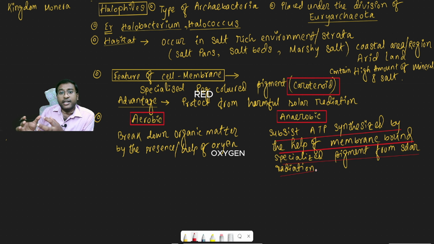This part is very useful and very important for your exam purpose. There are two conditions, one is the aerobic condition and the second is the anaerobic condition. Within the aerobic condition, they gain their required energy by breaking down organic matter in the presence of oxygen, and in the anaerobic condition, they can subsist on ATP synthesized by the help of the membrane bound specialized pigment from solar radiation.